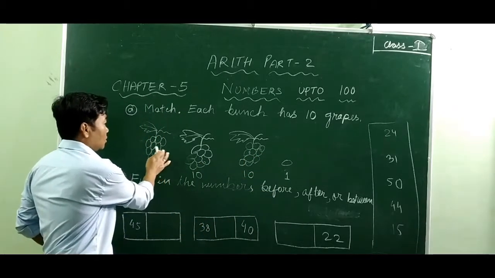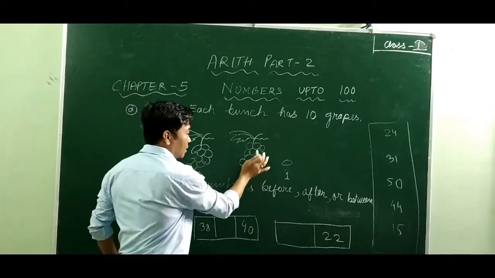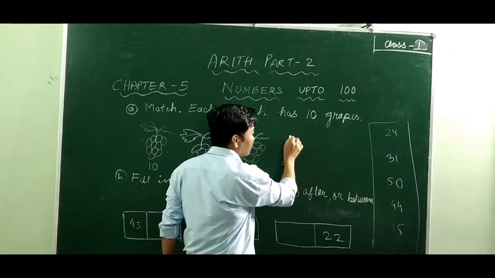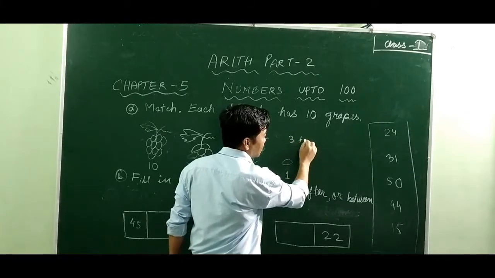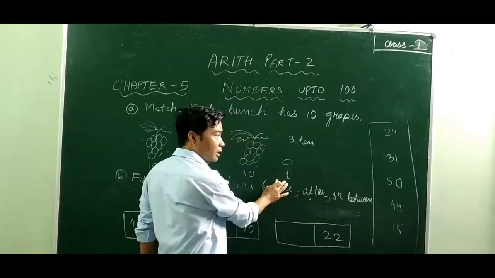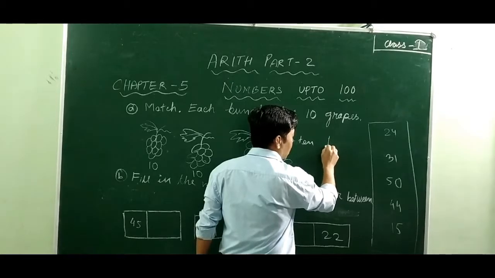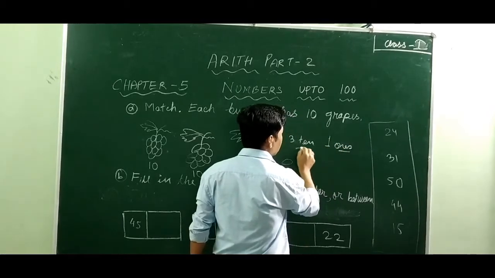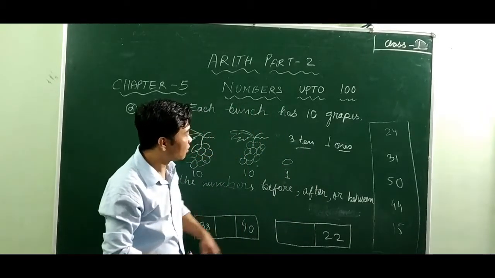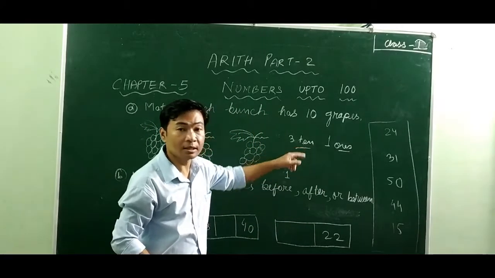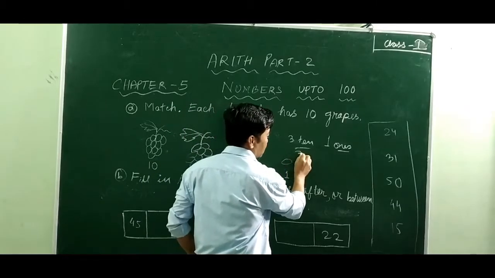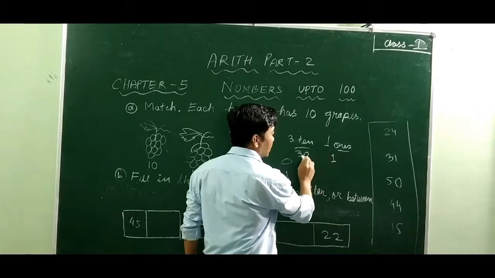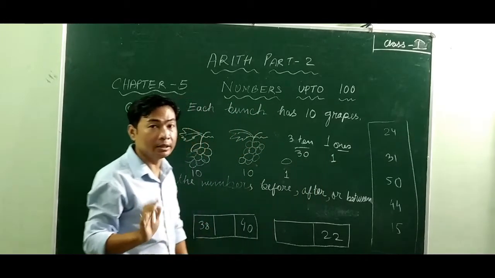So 10 grapes, 10 grapes, 10 grapes. How many tens of grapes do we have? We have 3 tens of grapes. And how many ones do we have? 1. So we have 1 grape here. So 3 tens means 30 grapes, and 1 is only 1 here. So 30 plus 1, we have 31 grapes.